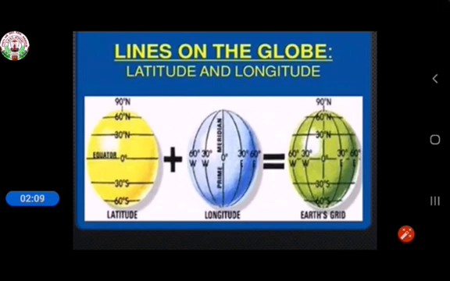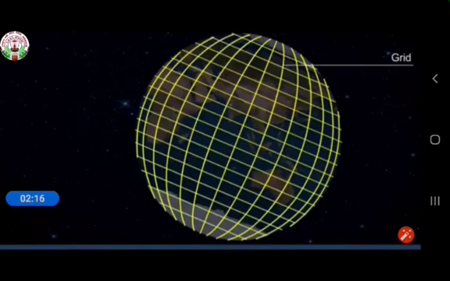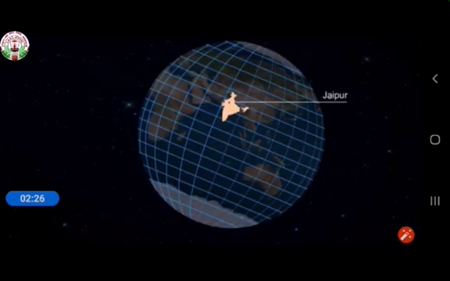Latitude and longitudes make a crisscross network on a globe. This is called a grid. These imaginary lines help us to locate a place on the earth both quickly and accurately. Locating Jaipur on the globe is not difficult at all.